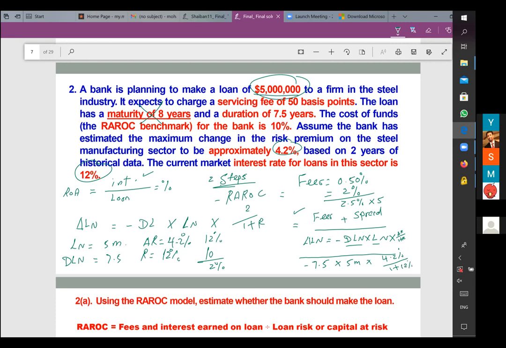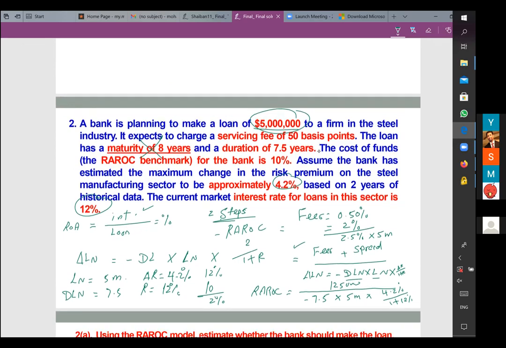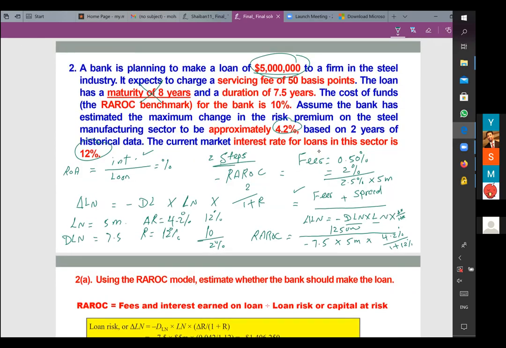And this is the denominator. The numerator could be 2.5% times the 5 million, which is 125,000. I get the RORAC now, which is step 1. Now, step 2, I have to compare the RORAC to the ROE and accept or reject.